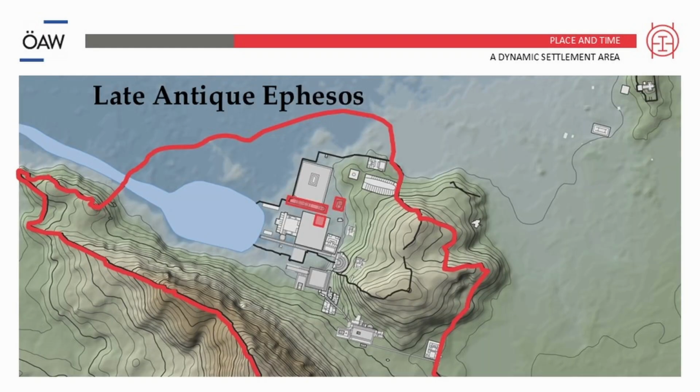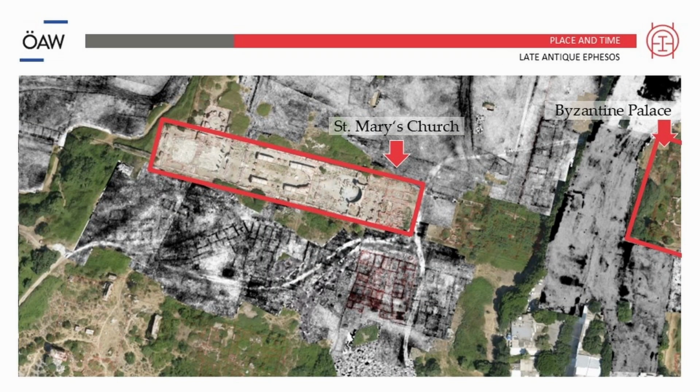So if we focus on late antique Ephesus, basically beginning with the 4th and 5th centuries AD, a new phase of growth and importance came to Ephesus because it started off as a Christian pilgrimage site. So here you have St. Mary's Church as one of the spiritual centers.